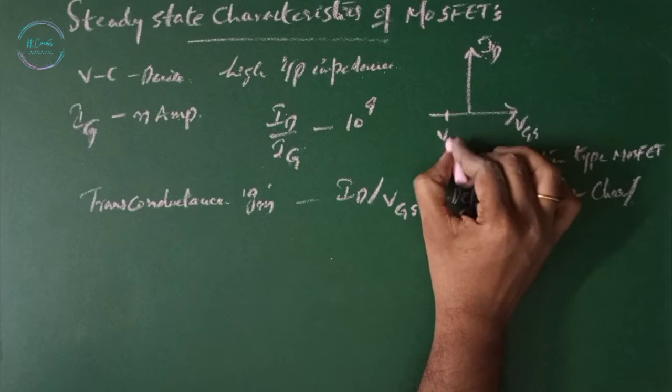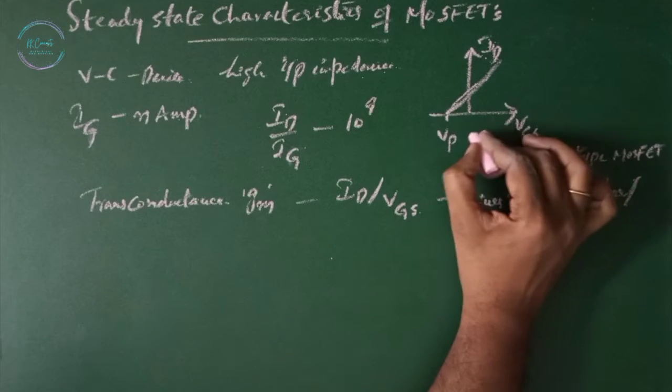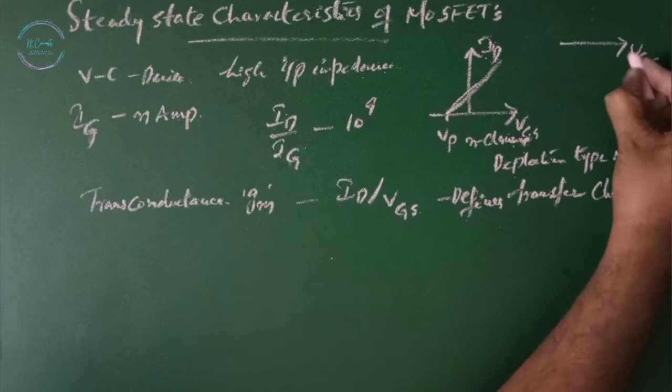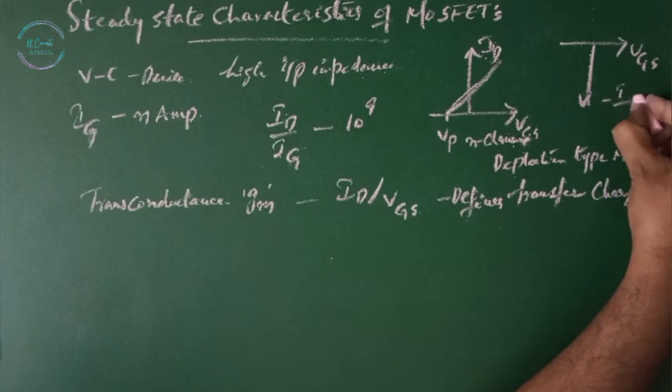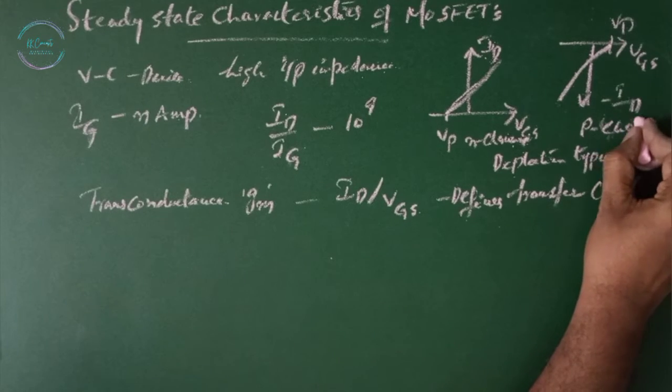After pinch-off voltage, the current is going to rise. This is for N channel. For P channel, this is VGS, and this is minus ID. After pinch-off voltage, the current is going to decrease.